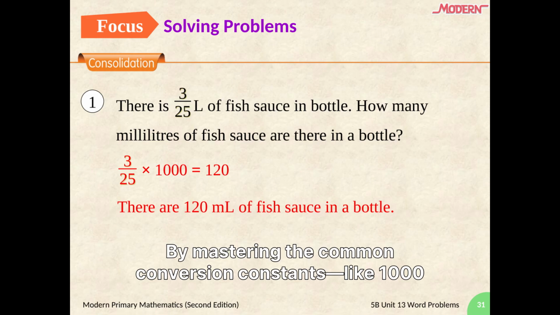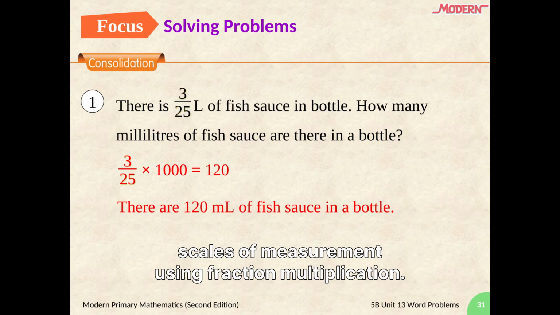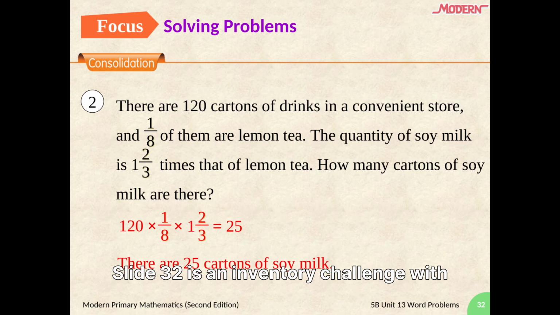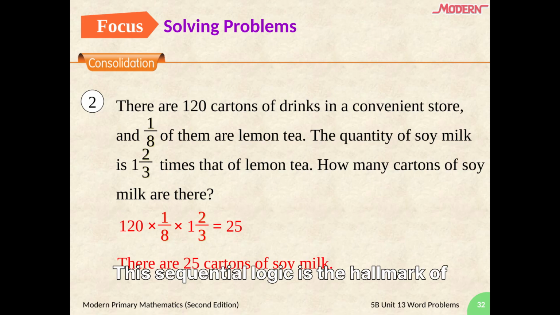By mastering the common conversion constants, like 1000 for liters, you can seamlessly move between different scales of measurement using fraction multiplication. Slide 32 is an inventory challenge with 120 cartons. 1/8 are lemon tea, and soy milk is 1 and 2/3 times that number. This sequential logic is the hallmark of advanced word problems.